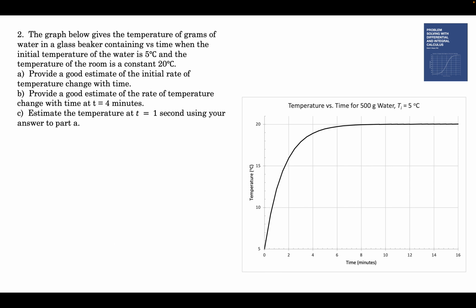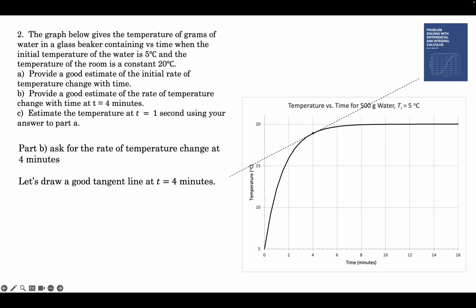Part B, what's the rate of change of temperature at 4 minutes? So let's identify that point. There's a dot right here. Let's draw a good, careful tangent line. There it is. We have to get the rise over the run. We can use any triangle we want. Let's use one that makes it easy. It hits the axis here at about 16, goes up to 20. That's 4 degrees Celsius for the rise.